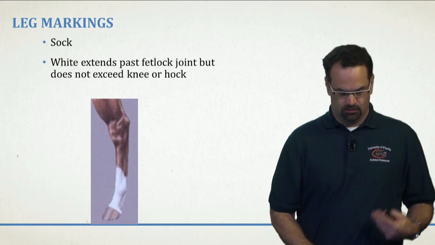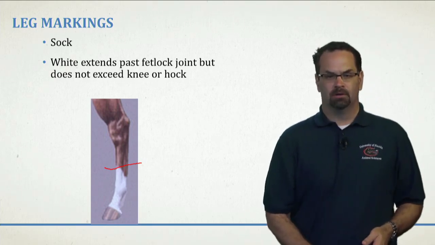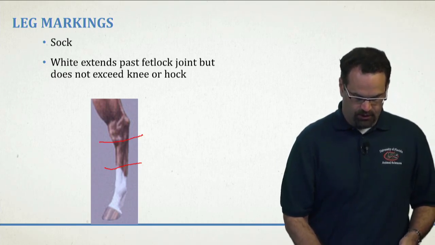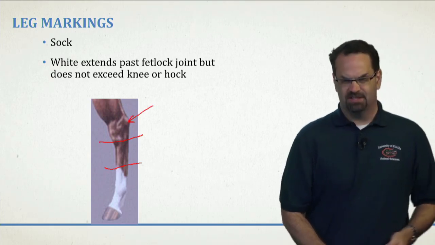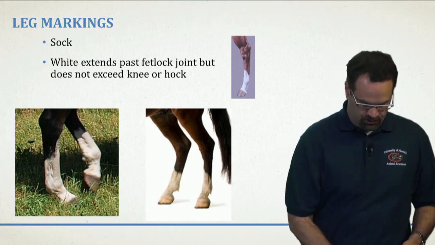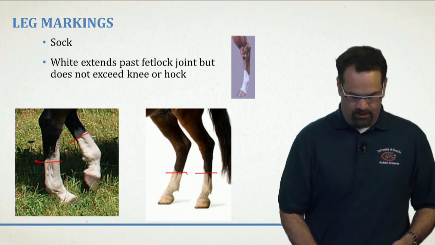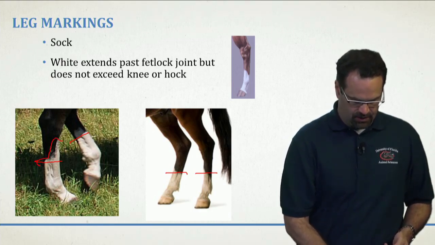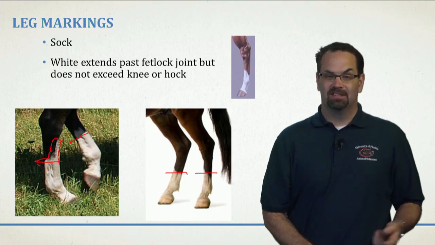Now a sock is generally when the white runs up about halfway up the cannon bone, but does not go up above the knee on the front legs or the hock on the hind legs. So this is the hock on the hind legs. So the white is almost halfway up, but doesn't exceed there. So that's what we would call a sock. Again, looking at these horses, you can see the cannon bone halfway, that's a sock, halfway, those are socks. Now again, if it ran up here, drawing that weird looking boot there, that would still be a sock.